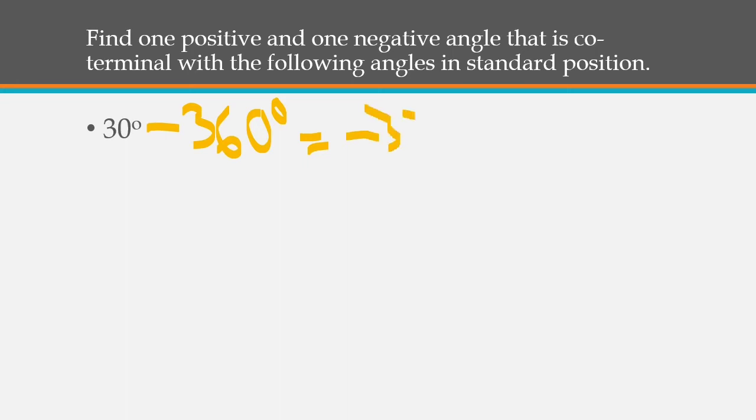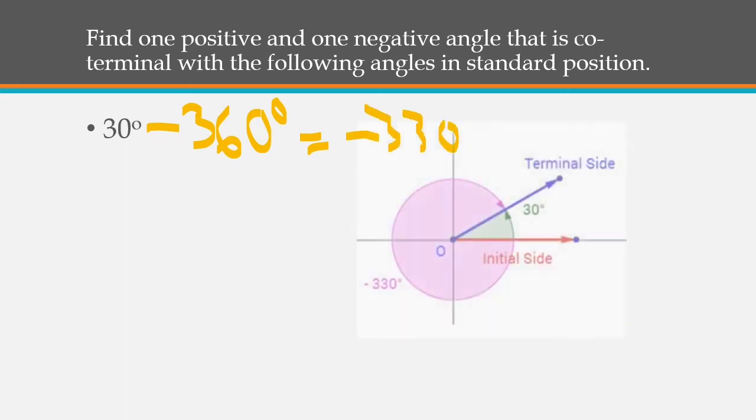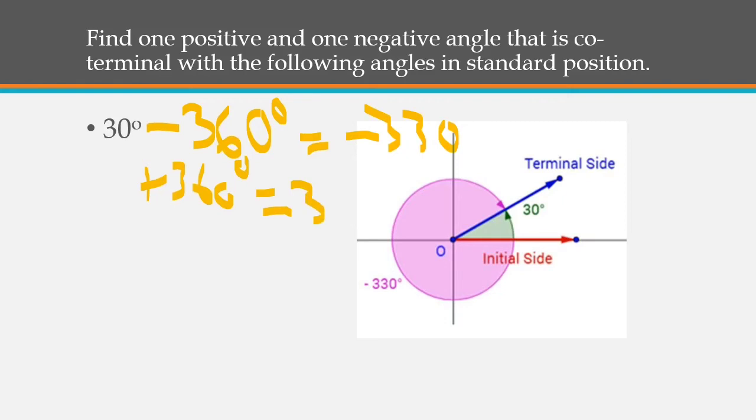negative 330. Now what does that look like? That's what it looks like. In the green there, we have the original 30 degrees. If we subtract 360, we end up with negative 330, which is in pink. Now if we want to get the positive coterminal angle, I would add 360. And if I add 360 to 30, I would get 390. So the answer to that question, one positive and one negative, well, the positive is 390 and the negative is negative 330.